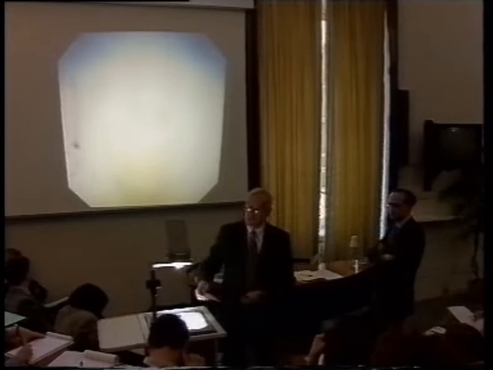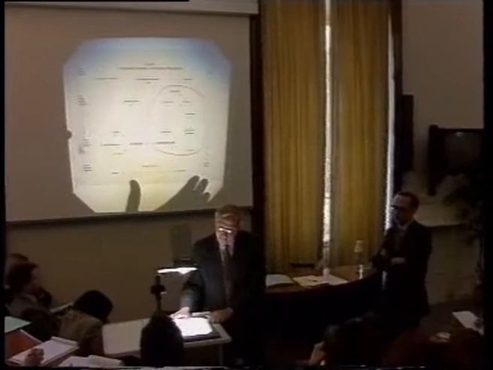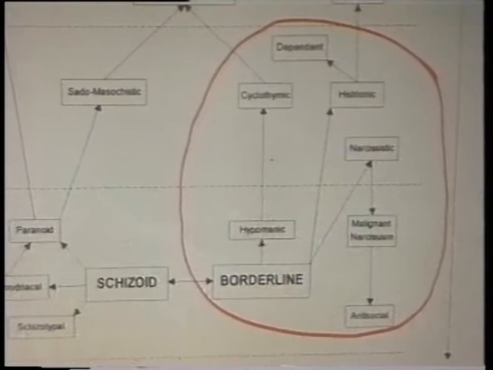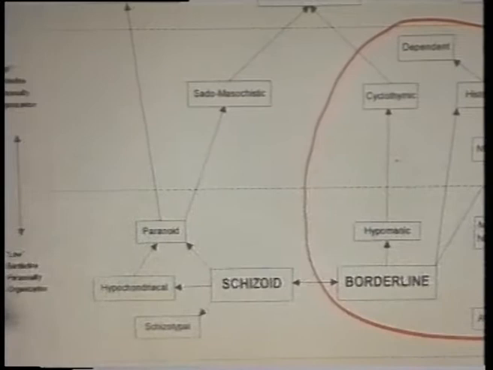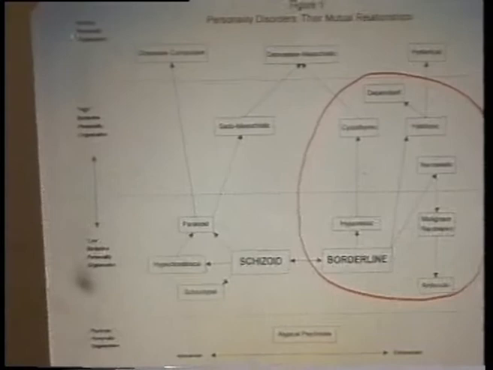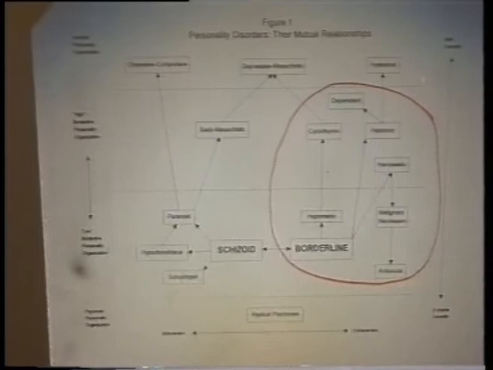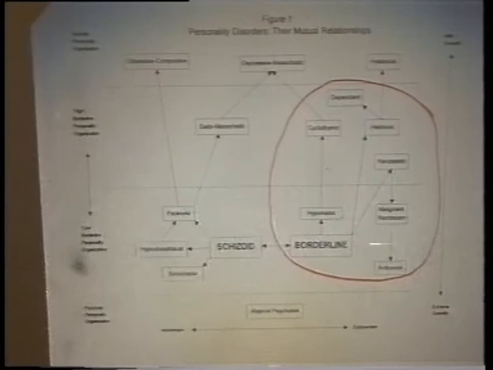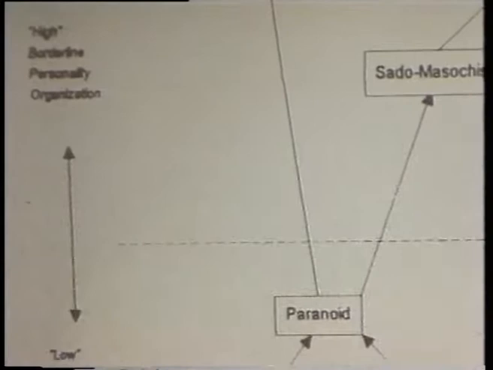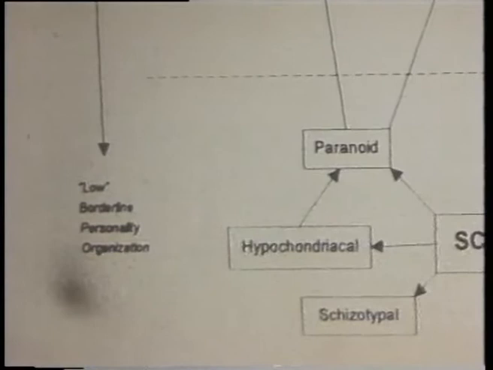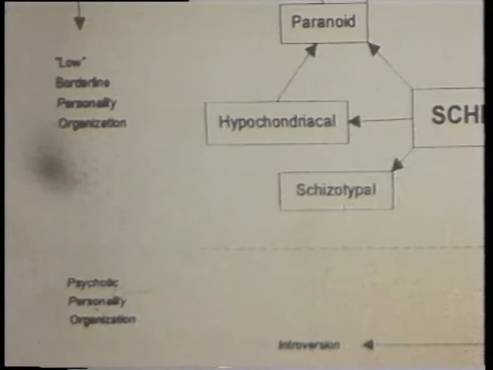Now this is Kernberg's structural theory of axis 2. The emphasis in Kernberg's theory is not on the individual disorders, but rather on the level of organization. So this is a neurotic level of organization, everything above this line. Everything from here to here is the high borderline organization. And this is a low level borderline organization. And this is what Kernberg calls psychotic personality organization.